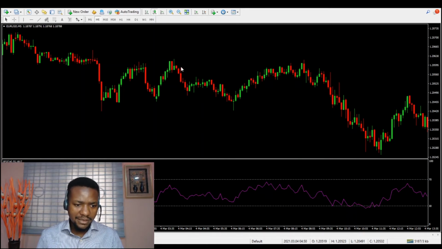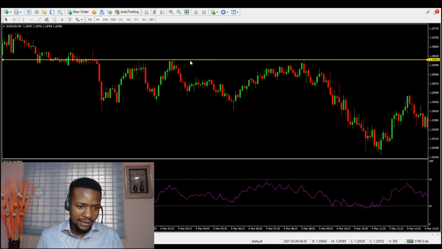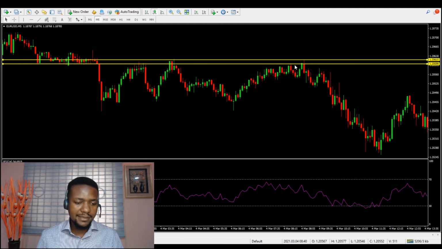As you can see, the market has tested this section like 3 times, 1, 2, 3, and it could not break over this section. Then you just select your line, then you place it there. Make sure it touches at least 2 points. So a resistance line is not just one line, it's an area.